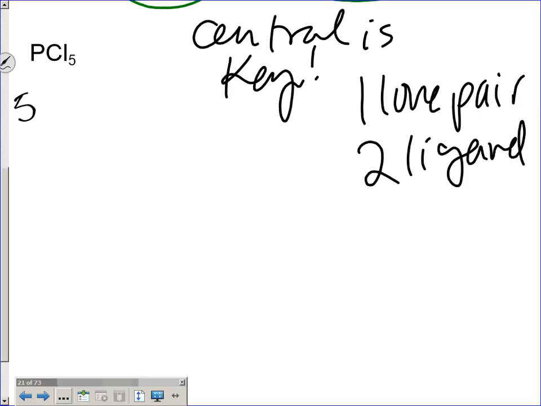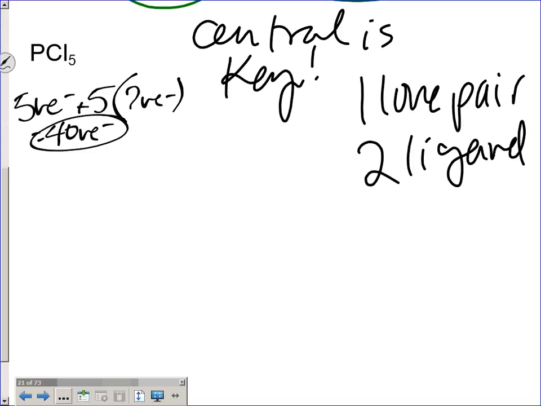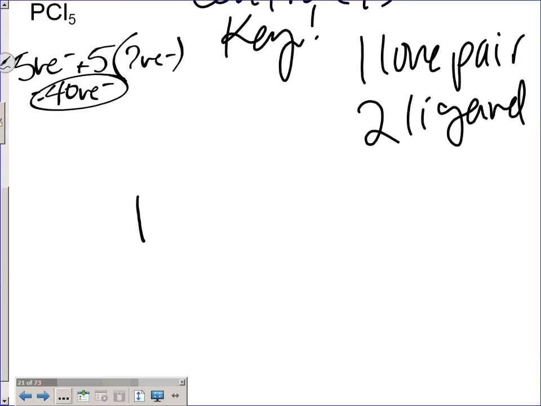5. Okay, so phosphorus has 5 valence electrons, plus 5 chlorines. Chlorine has how many? 7. So you guys are writing down this example with me as well. We have phosphorus with 5 electrons. We have each of the chlorines with 7 valence electrons. So that's a total of what? 40 valence electrons. Okay, so that's our goal in the end. Somebody tell me what our next step is. Phosphorus is the singleton. We put the singleton in the middle, so phosphorus goes in the middle.